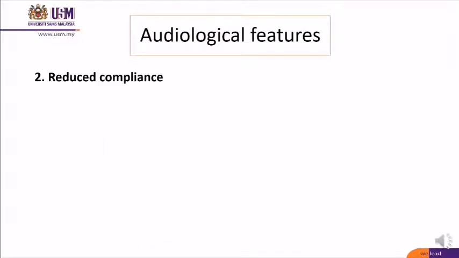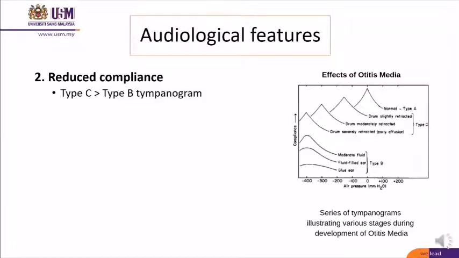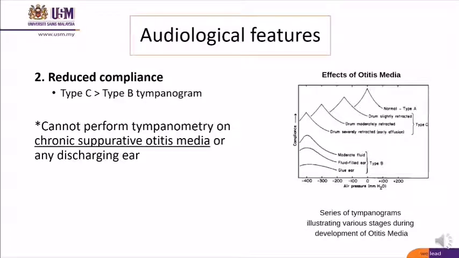One of the main tests for middle ear condition is of course tympanometry. As seen from this diagram, various stages of otitis media will be shown on the series of tympanograms. From normal, which is type A, it will slowly change into type C that marks eustachian tube dysfunction, and finally type B, which shows reduced compliance of the eardrum as a result of the middle ear pathology. It should be noted that tympanometry cannot be performed on chronic suppurative otitis media or any discharging ear.